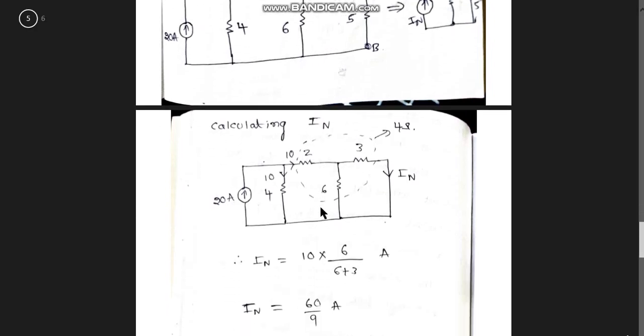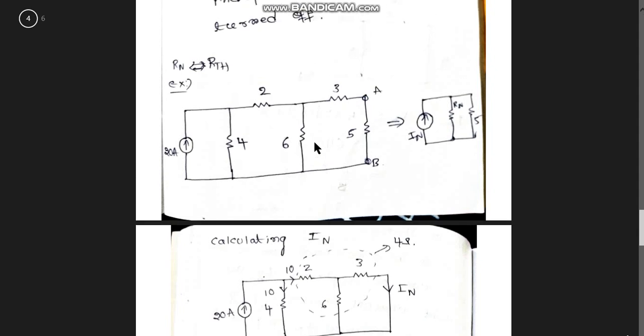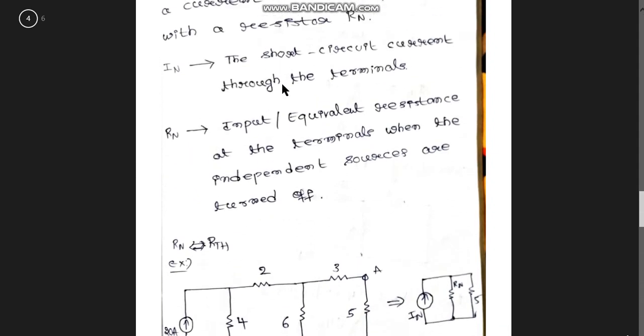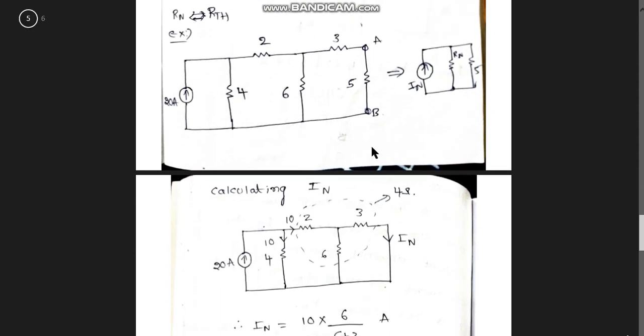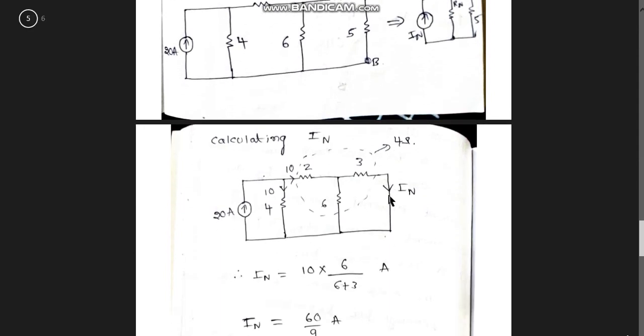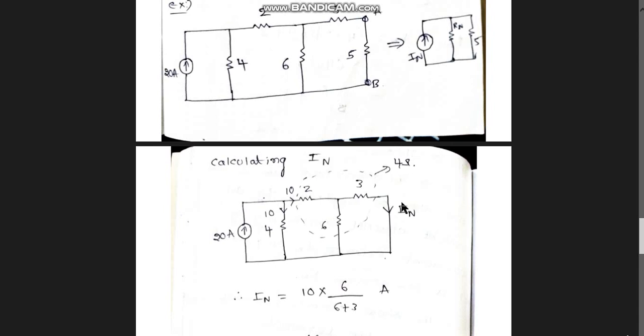Next, calculation of IN. How will you calculate IN? We need to short our load terminals. The load terminal is AB here, so I am just shorting that and keeping the remaining things as they are. Whereas in Thevenin's theorem, what we did was open this, we just removed this load. But here we are shorting that load terminal.